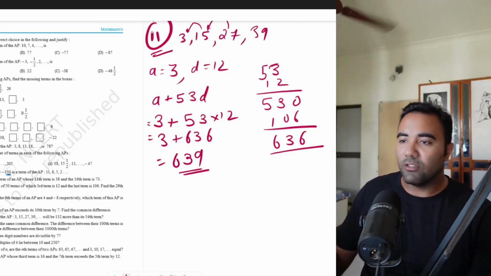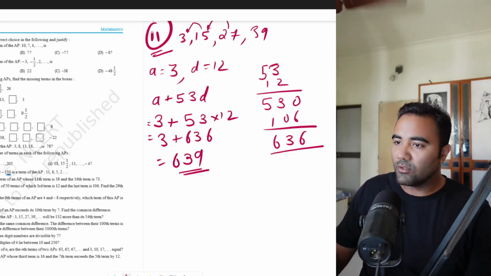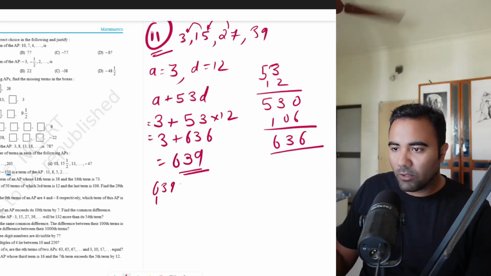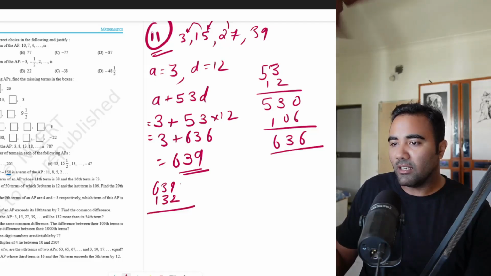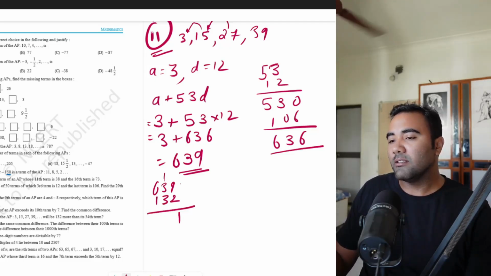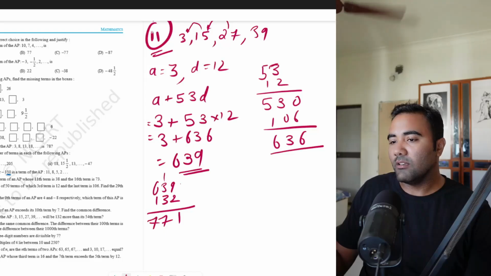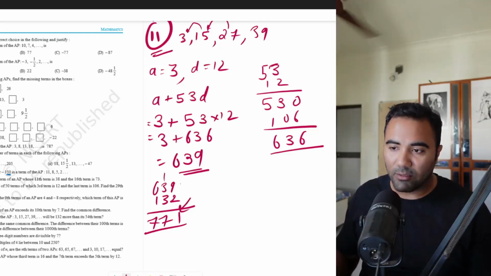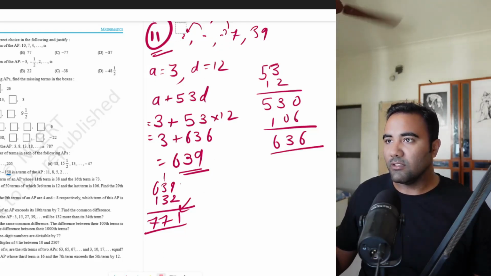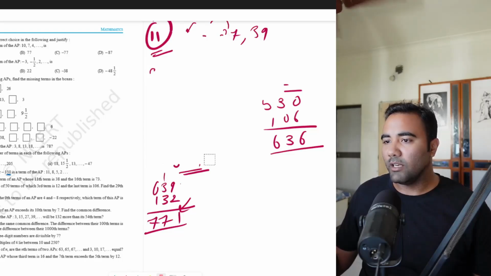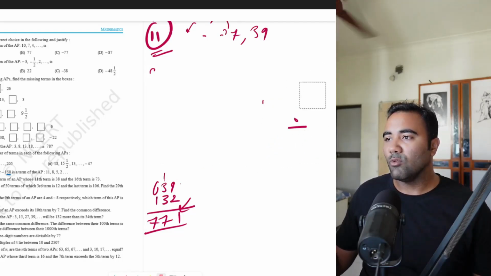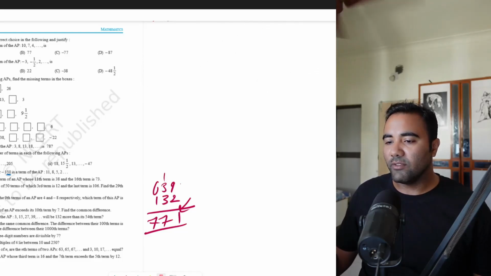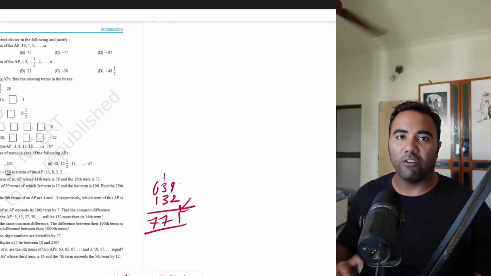Now we need to add 132 more to it. So 639 plus 132 gives 771. Now we need to find on which position in this arithmetic progression we find this number 771. Easy. Once you learn how to manipulate this formula, AP becomes very easy. We have one more formula, that is the sum of numbers, and once you get a hold of it, it's fairly easy, not a very difficult chapter.